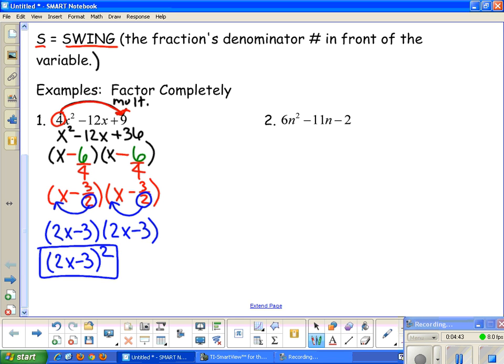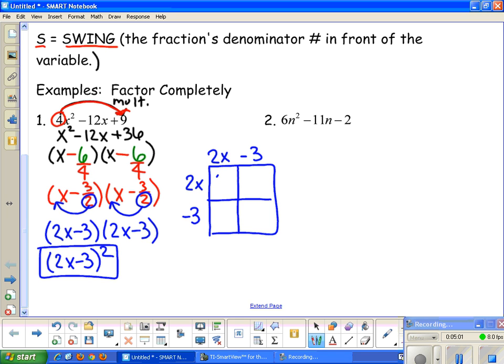Now, if we're unsure, we can always check our answer. Either you can box or FOIL this out. I like to use the box method, so I'm going to go ahead and do that. So this would be 2x minus 3 and 2x minus 3. So 2x times 2x gives me 4x squared. 2x times negative 3 is negative 6x. And then negative 3 times 2x gives me negative 6x. And negative 3 times negative 3 would be positive 9. Now I need to combine my like terms. Where are my like terms? Right here. So then my first term is going to be 4x squared. Negative 6x minus 6x is minus 12x.